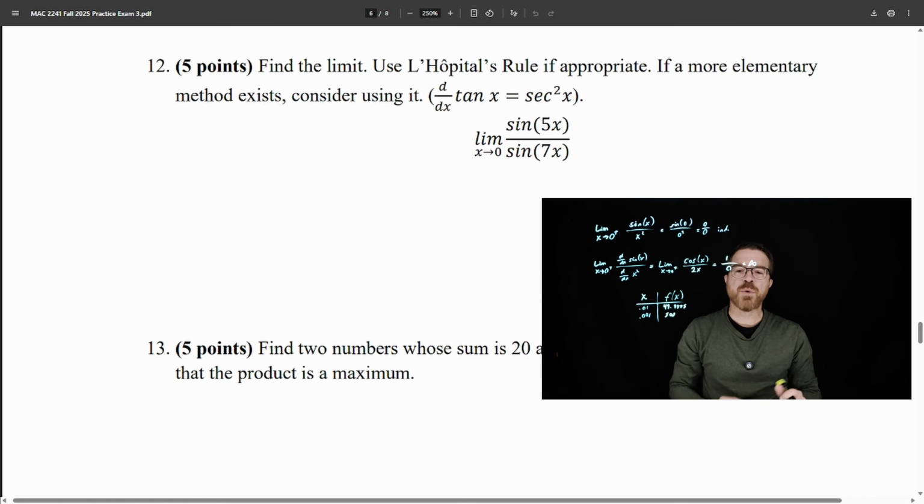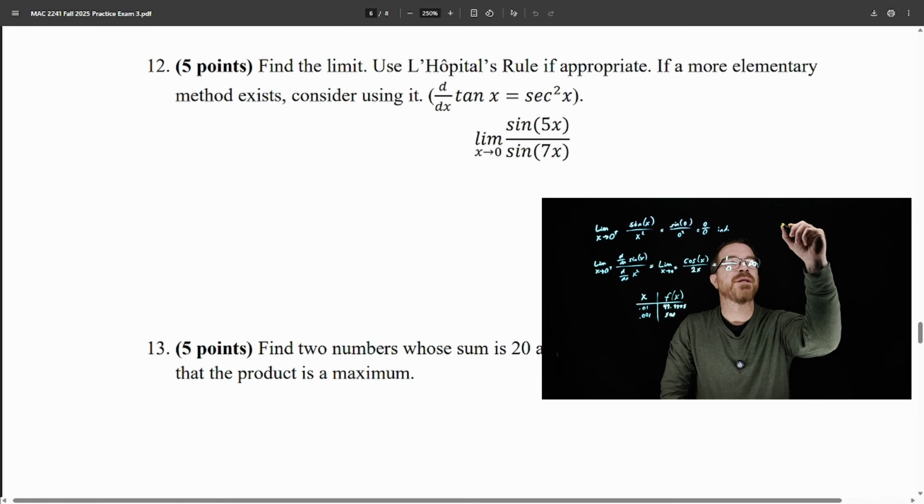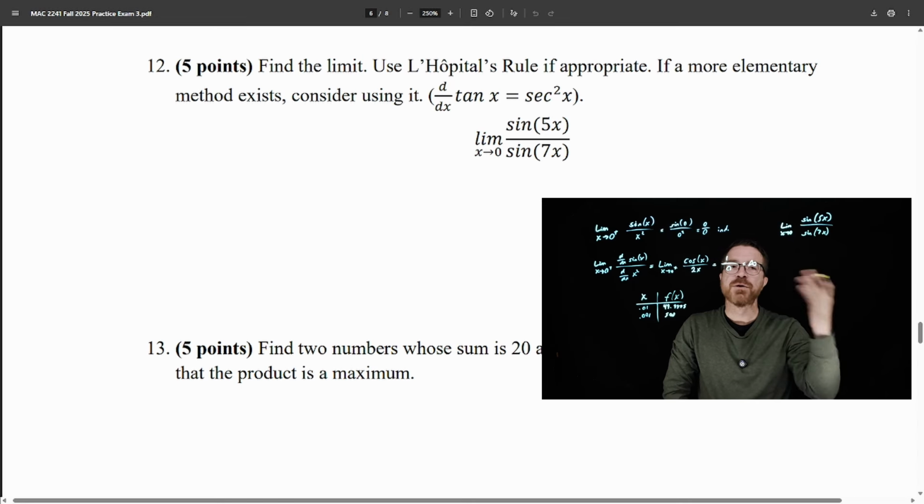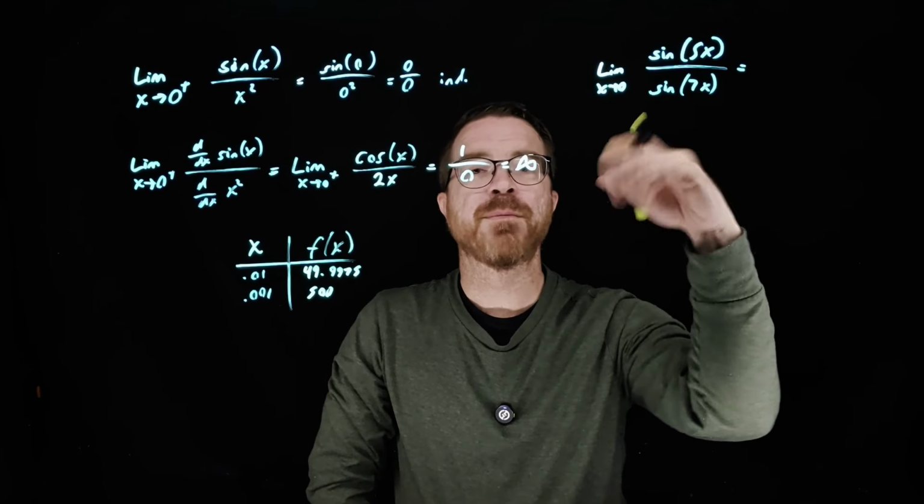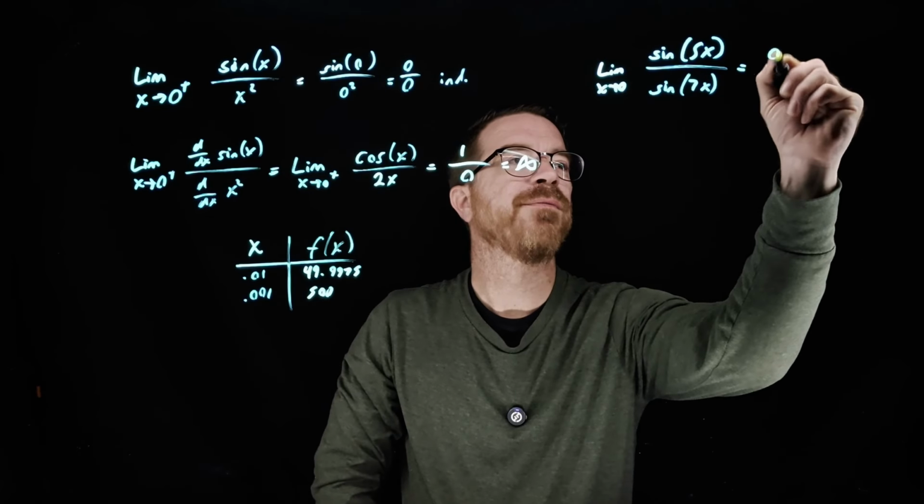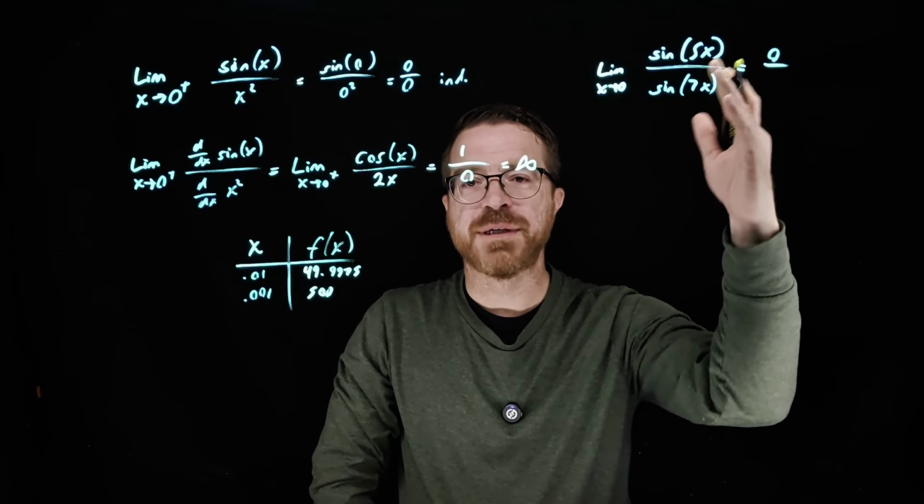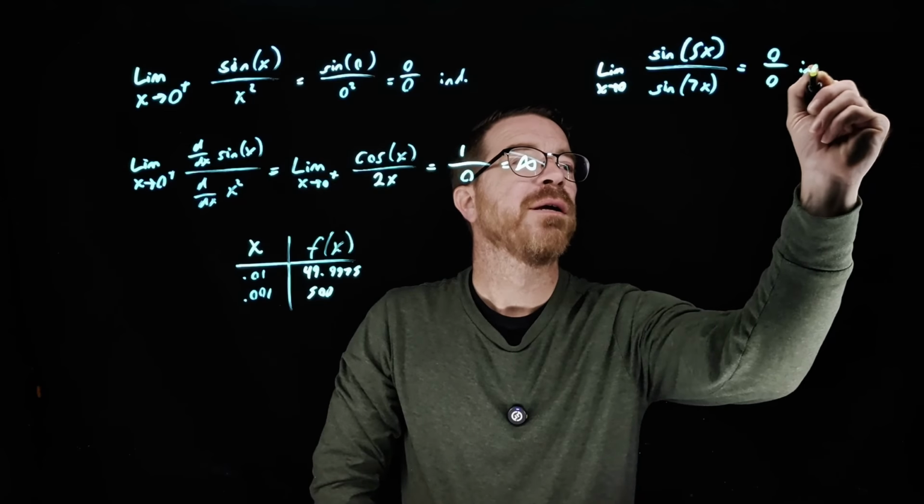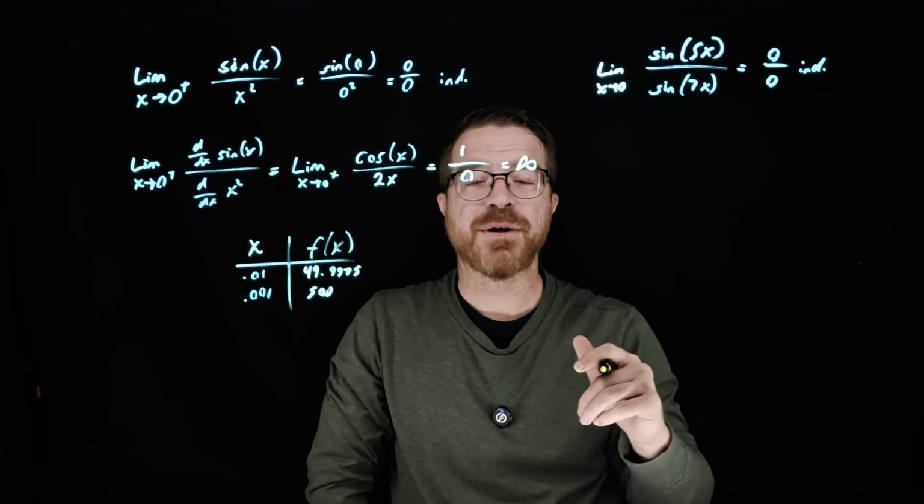Okay, for problem 12, same idea. We have the limit as x approaches 0 of sine of 5x divided by sine of 7x. So if we were to plug in 0, we get sine of 5 times 0, so sine of 0 is equal to 0. Sine of 7 times 0 is equal to 0, so sine of 0 is equal to 0. This is indeterminate, so this means that we can use L'Hopital's rule.